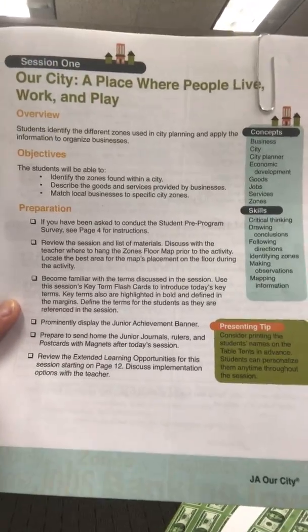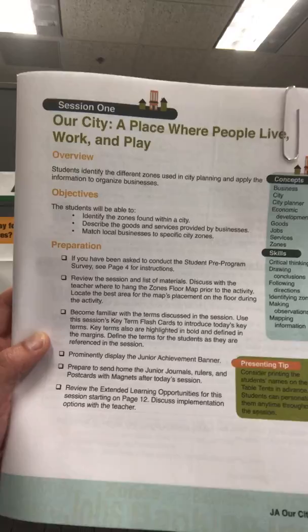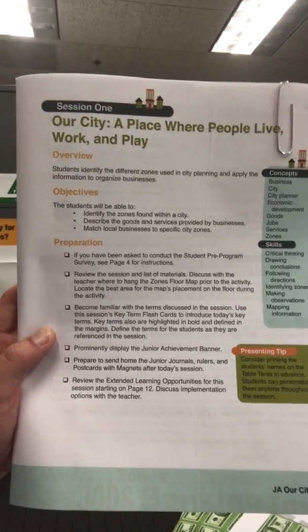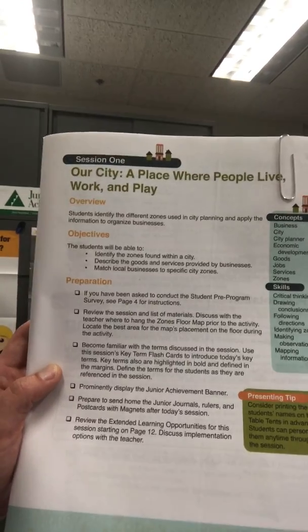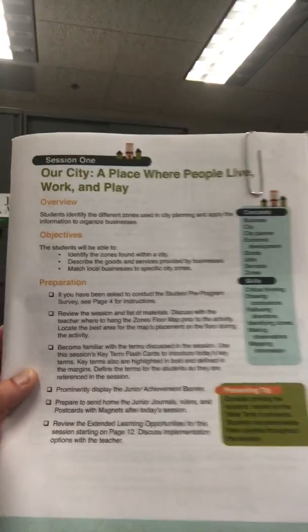Now, obviously, I don't have any children here to teach, so what I've done is set up all my materials so I can show you what it looks like and give you an overview of each lesson, and there are four total. I have here in my book, and this is our guide. They will give us a guide that you study from and teach from. And so this is Session 1, Our City, a Place Where People Live, Work, and Play.